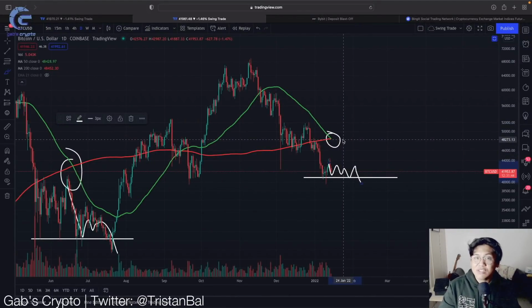So right now, instead of selling your asset, instead of selling your coins, I think this is still a good buy the dip opportunity. If you want to invest for the long term, then this is still one of the best time to enter the market for the long term.